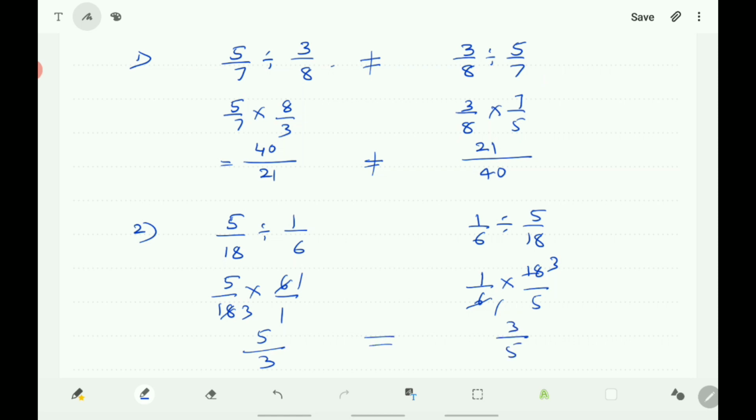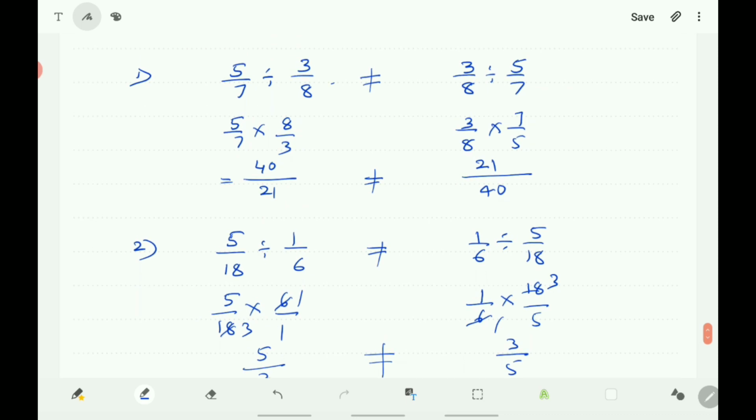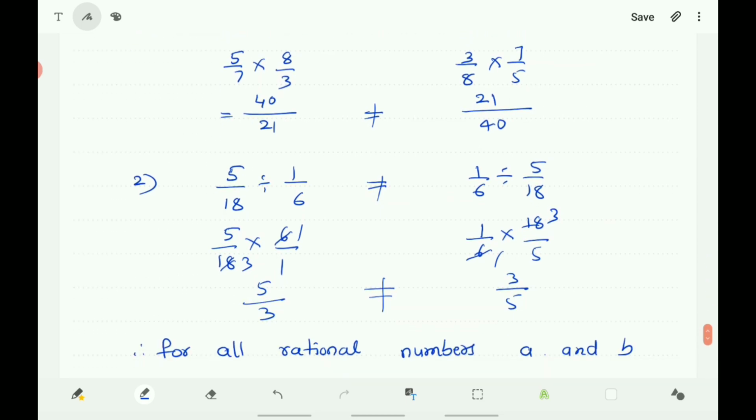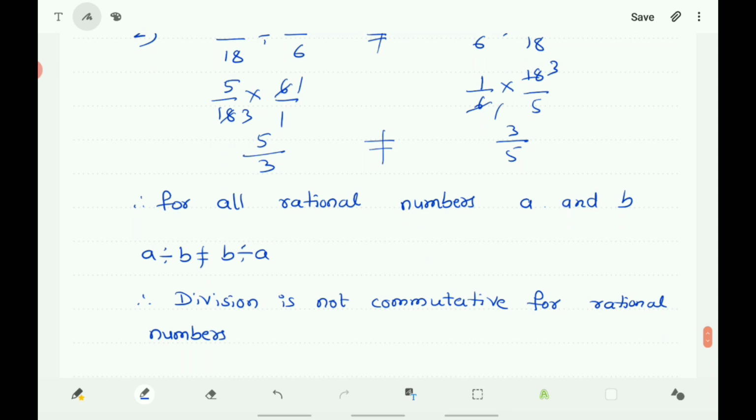And you know that 3 by 5 is not equal to 5 by 3. Therefore, you can say 5 by 18 divided by 1 by 6 is not equal to 1 by 6 divided by 5 by 18. And with the help of these two examples, you can conclude that division is not commutative for rational numbers. That is, for all rational numbers a and b, a divided by b is not equal to b divided by a. Therefore, division is not commutative for rational numbers.